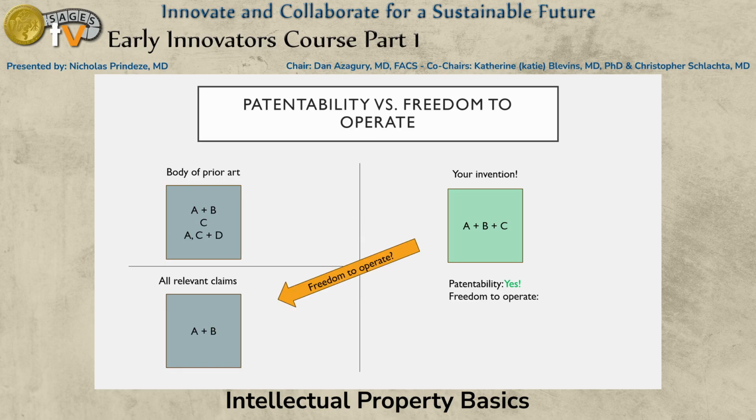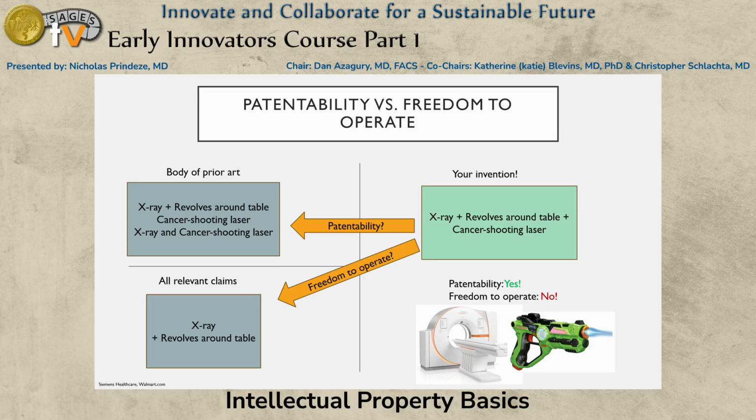Now, if we look at the relevant claims, the question is, do we have freedom to operate? So you have A plus B plus C. All relevant claims are A plus B. Who here thinks you have freedom to operate, as in you will not get sued when you make this? Show of hands. Okay. Who thinks you're going to get sued? You're going to get sued. That's correct.